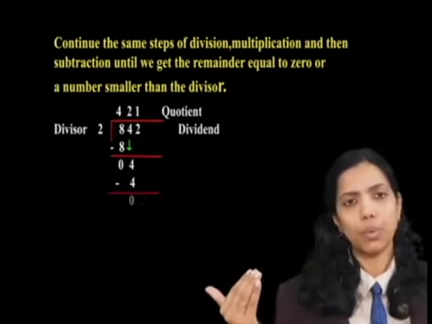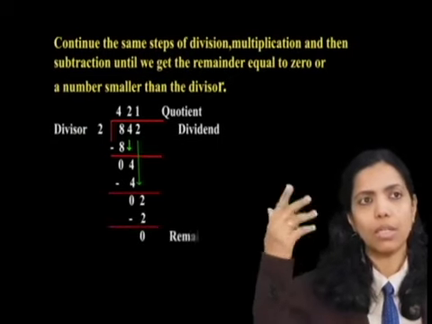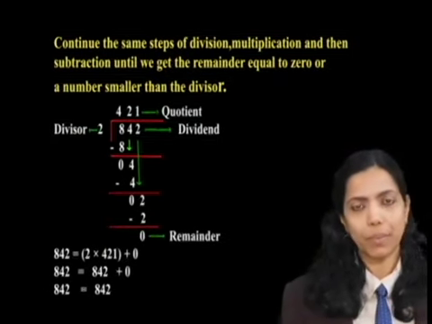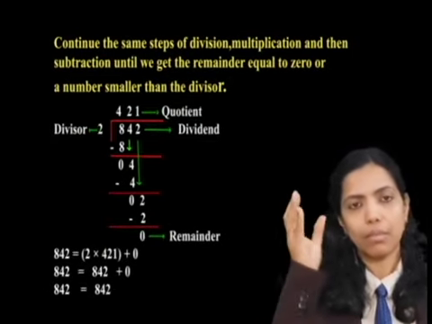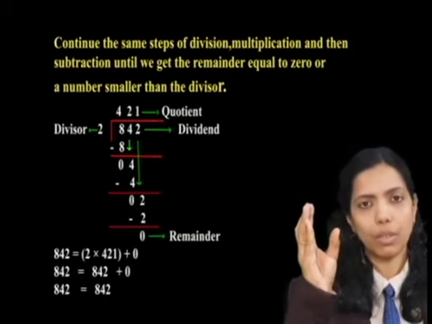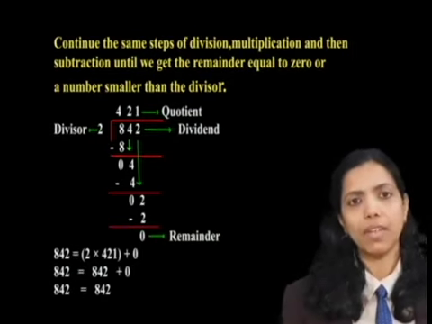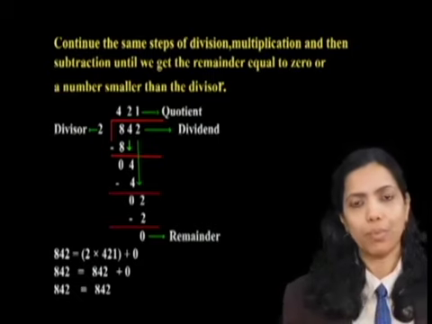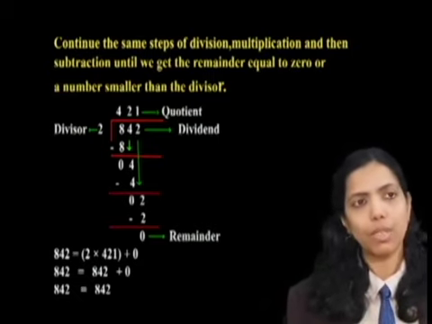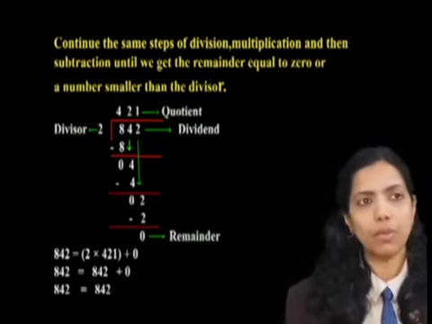Again, the same process we are repeating. 4 divided by 2. That means what is the answer? 2. So 2 will come in the quotient. What is the next step? The number we got, 2 in the quotient, I have to multiply by the divisor 2. 2 twos are 4. Again the same process, we have to do the subtraction. We are getting 4 minus 4, 0.